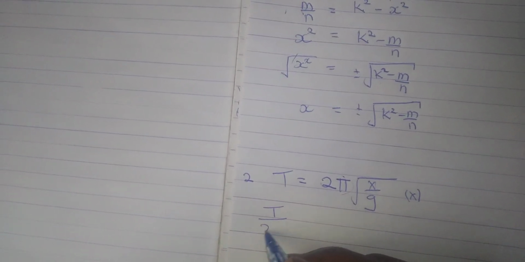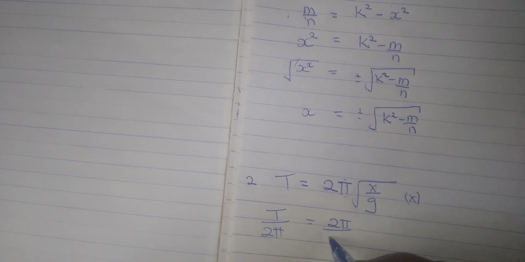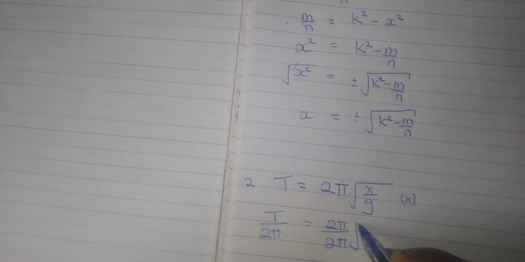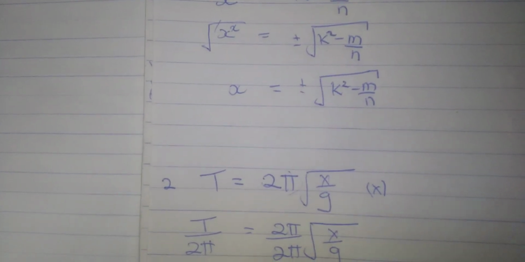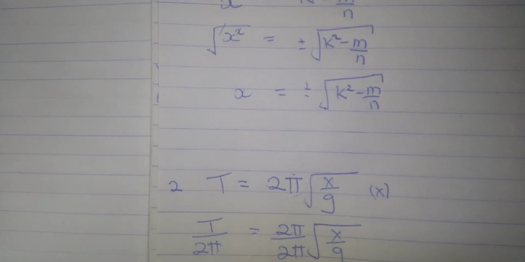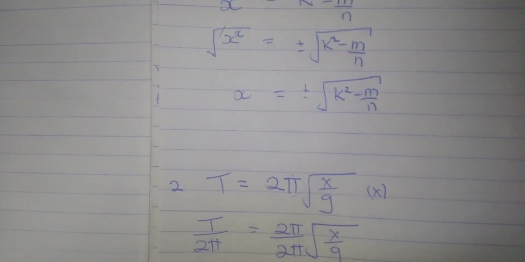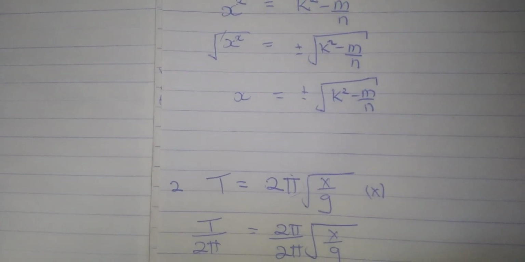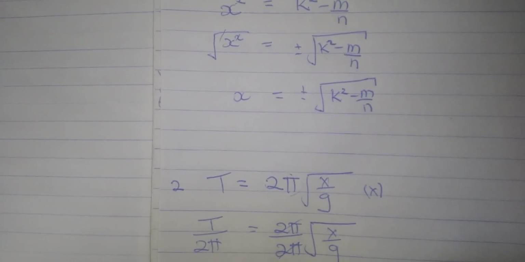So you have t divided by 2 pi. Even this side, you get the 2, divide it by the 2 pi. But remember, we still have our root here. So this is our x over g. So this cancels out with that. So we shall have ideally t over 2 pi equaling, this cancels out with that, remain with the root of x over g.